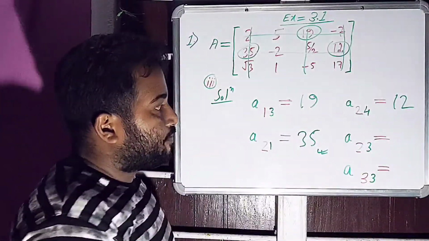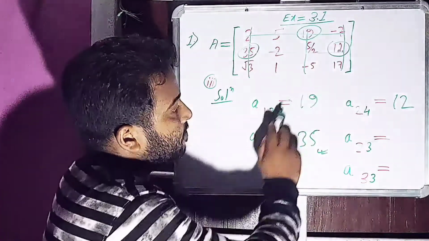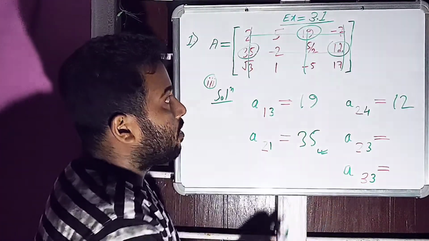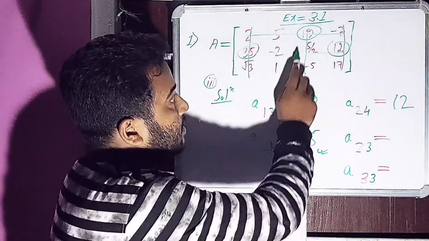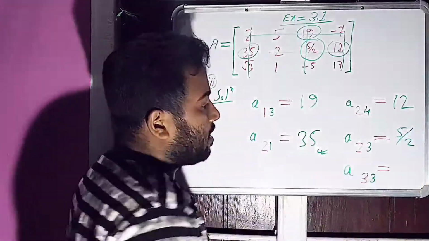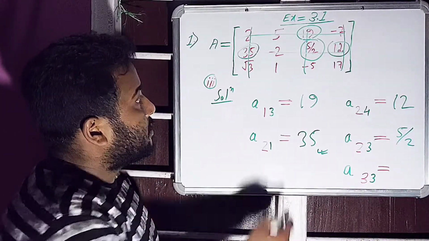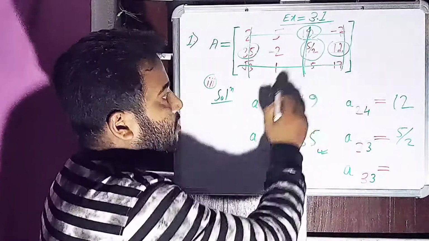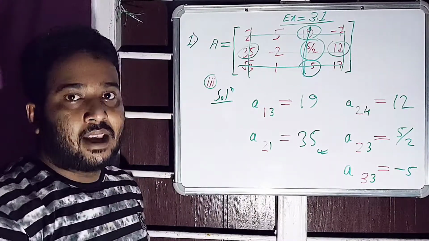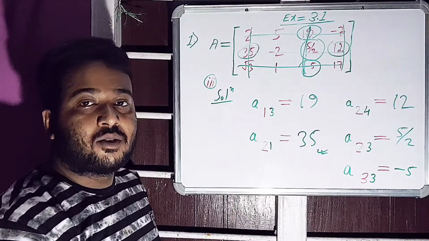So similarly A23. So 2 is the number of row, second row, and 3 is the column, third column. Second row and third column, so it is 5/2. Last one, A33. Row is 3 and column is also 3. So row is 3, third row, and column is 3, third column. So it will be equal to -5. So in this way you can find the elements. If the elements are given in this pattern, A12, A13, A21, you can find the elements.